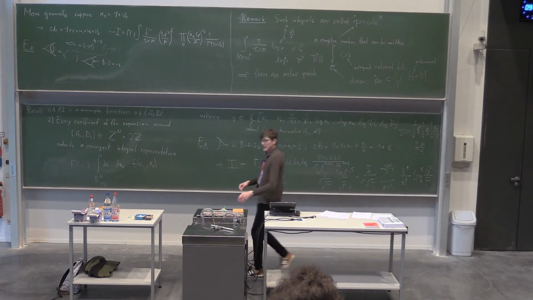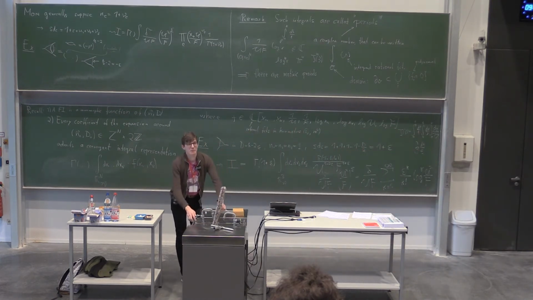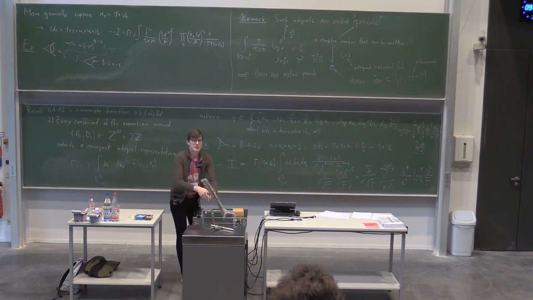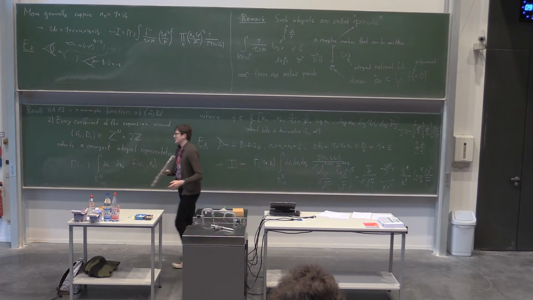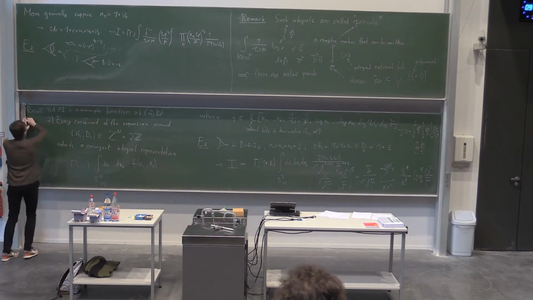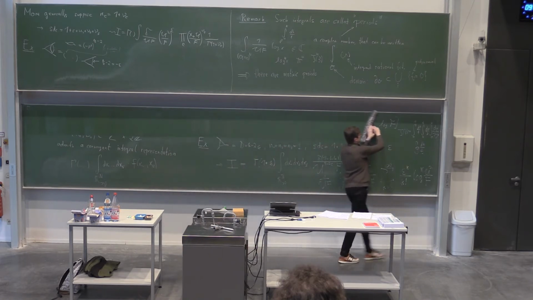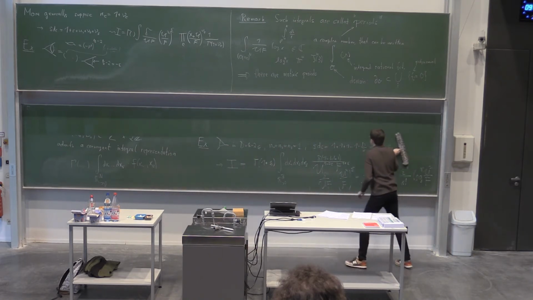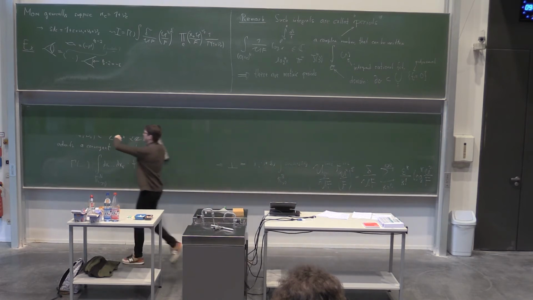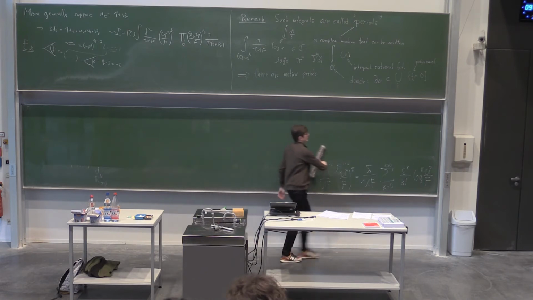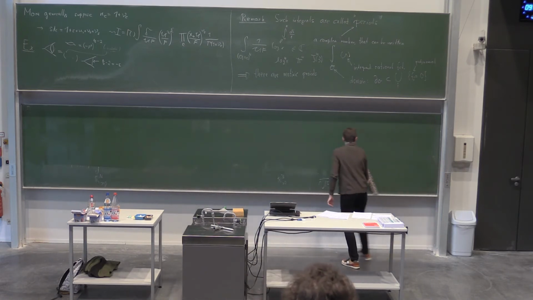Has anybody looked at the exercise from last time? I wrote down a propagator integral which I claimed had an infrared divergence. Okay, nobody shouts, so nobody did it. Okay, let me just spend 5 minutes on this, and then we go on.